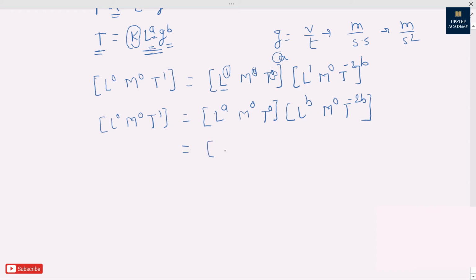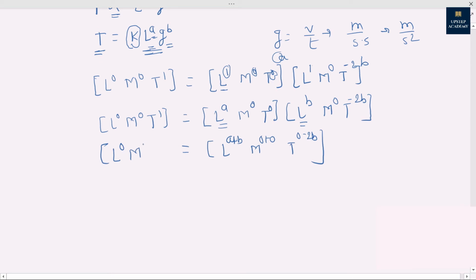So eventually it will become L raised to a plus b, M raised to 0 plus 0, and T raised to 0 minus 2b. As the bases are same, we have added the powers, as these are in multiplication with each other. So on the left hand side, let me write L raised to 0, M raised to 0, T raised to 1. So simply you can see there is a left hand side and a right hand side. On the left hand side also the bases are same, so the powers of these bases should be same.